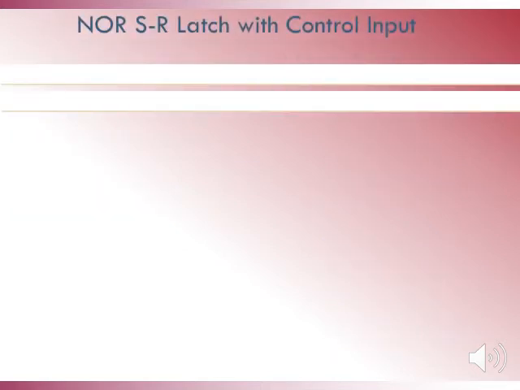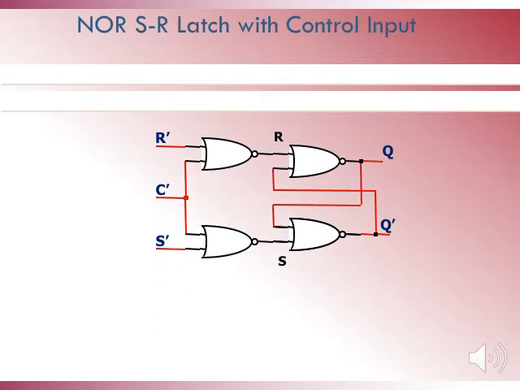We modify the basic SR latch by providing an additional control input that determines when the state of the latch can be changed. So, in the given figure, it shows the basic SR latch whose inputs are shown as S and R with two additional NOR gates wherein we provide the external input signals S dashed and R dashed. The control input is denoted as C dashed.